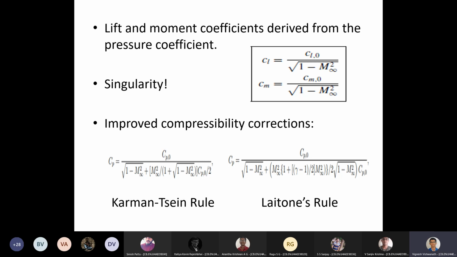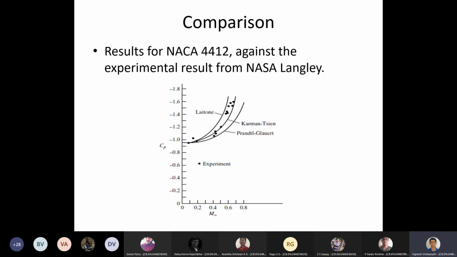To give you a comparison, this is a graph taken from a theoretical result in comparison with the experiment. They have taken a NACA 4412 airfoil and predicted its CL and CM, basically the pressure coefficient, using this formula. The Prandtl-Glauert is the most basic theory, Kármán-Tsien is an improvement over this, and Laitone is a further improvement. You can see from these graphs that for a given Mach number, the Laitone theory predicts a better value of CP, and the Prandtl-Glauert is the lowest. So the accuracy increases, and they have also compared it with the experimental result.